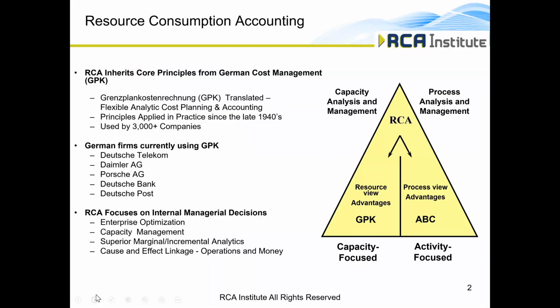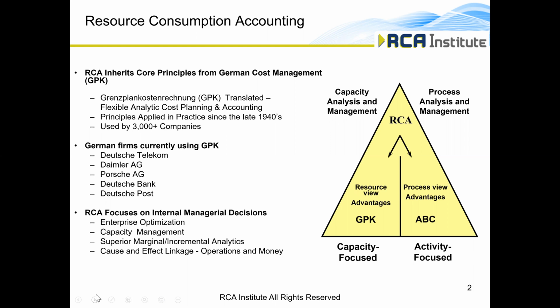All right, first of all, resource consumption accounting gets its main components from German management accounting methods known as GPK, or Grenzplankostenrechnung, as well as some of the process views of activity-based costing. You may not know much about GPK and German management accounting, but it's been around since the late 40s. It's used extensively by German firms, and that's been verified through research done by the Institute of Management Accountants some years ago when we first discovered this.